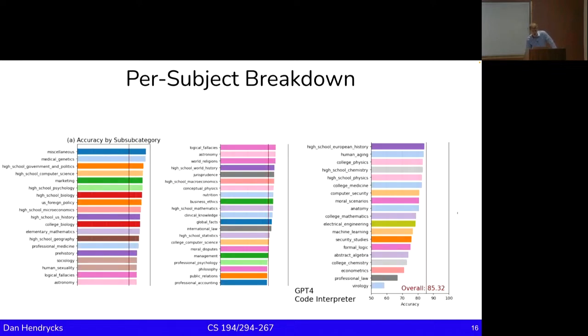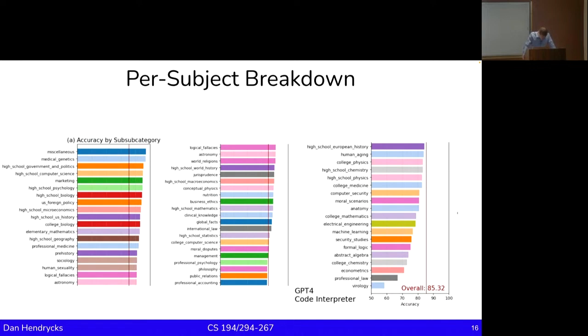So here we are with GPT-4 plus a code interpreter, and this is the per subject breakdown. So high school government and politics, that's an AP exam. High school computer science, that's AP computer science. High school psychology, AP psychology. So all the high school ones, or most of them, are largely AP exam style questions.